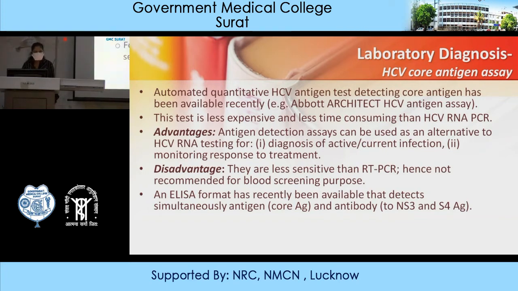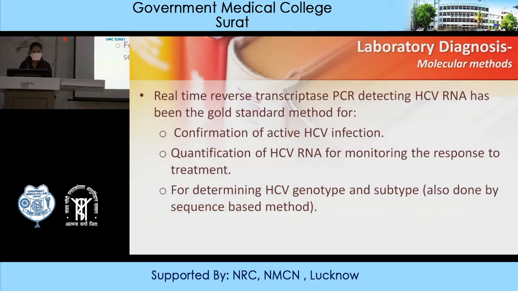Coming to the molecular methods, real-time reverse transcriptase PCR detecting HCV RNA has been the gold standard method for confirmation of active HCV infection, quantification of HCV RNA for monitoring the response to treatment, and for determining HCV genotype and subtype.